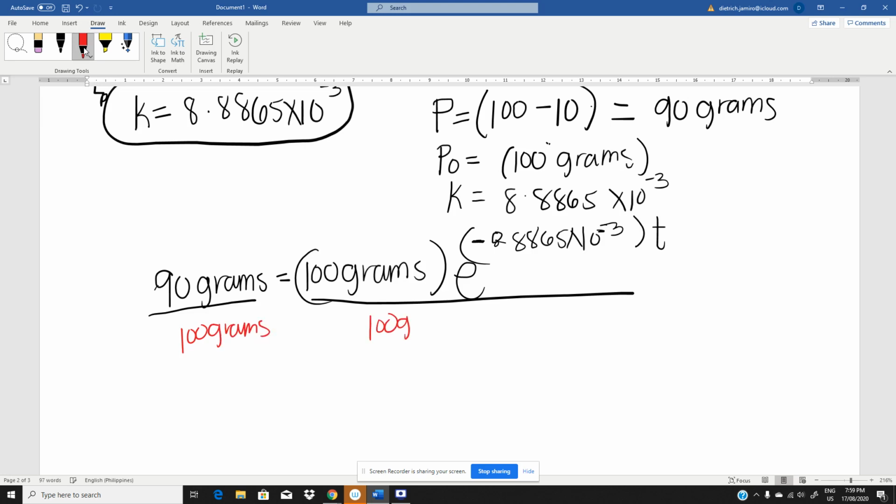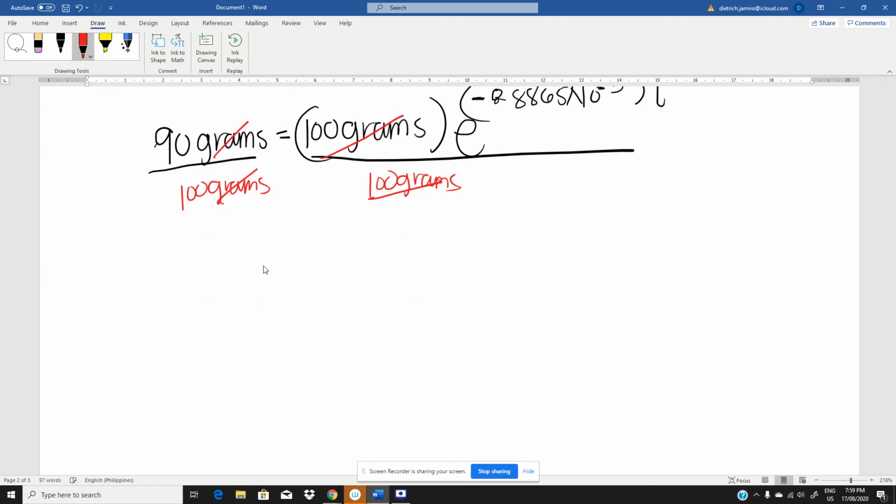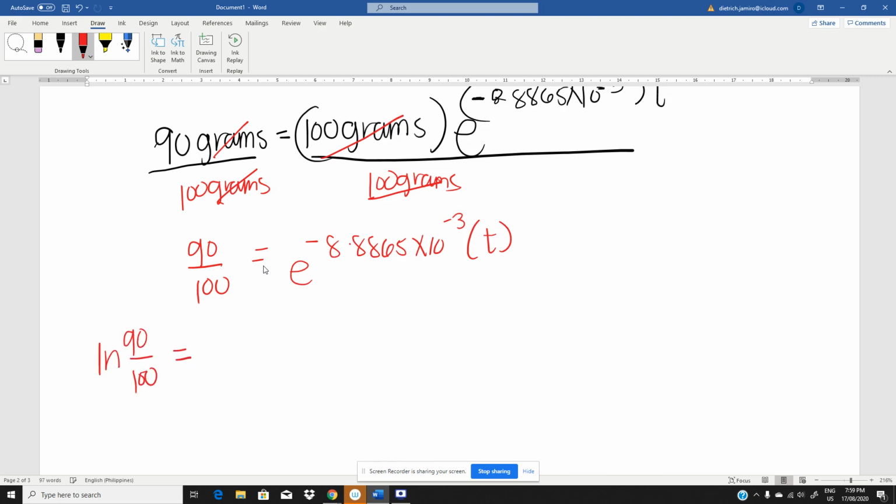So 100 grams will cancel out on this side. So grams will cancel out, and we will have 90 over 100 is equal to exponential of negative 8.8865 times 10 raised to negative 3 times t. Taking the ln of both sides, we will have ln of 90 over 100 is equal to negative 8.8865 times 10 raised to negative 3 multiplied by t.